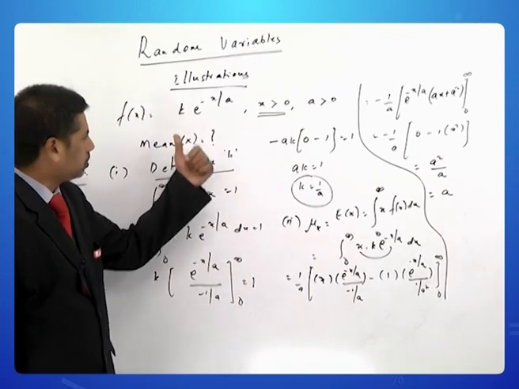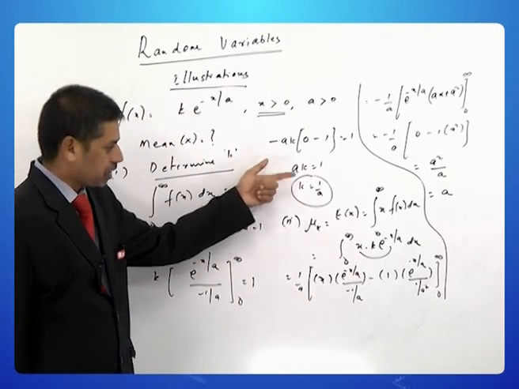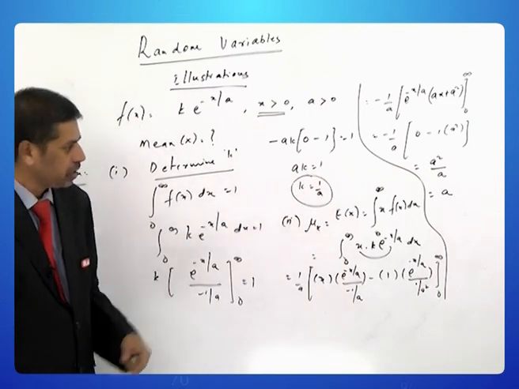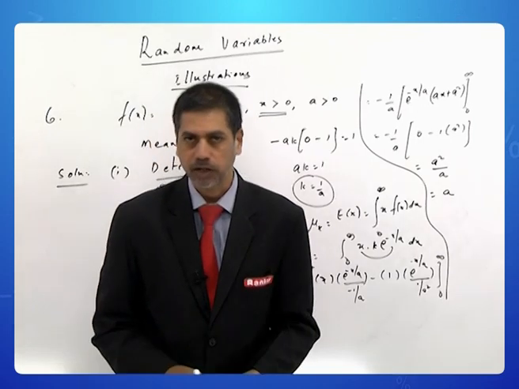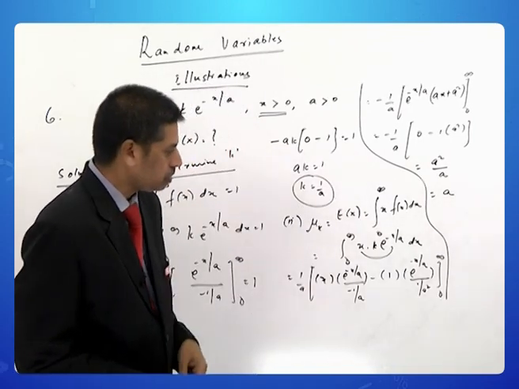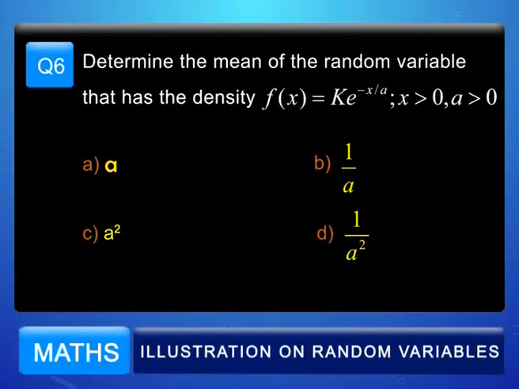So determining the value of k is first important, then apply the expectation rule to find out the mean. And integration, of course, requires the basic things like integration by parts, sometimes substitution, but here it was straightforward. Correct option for this problem is A.